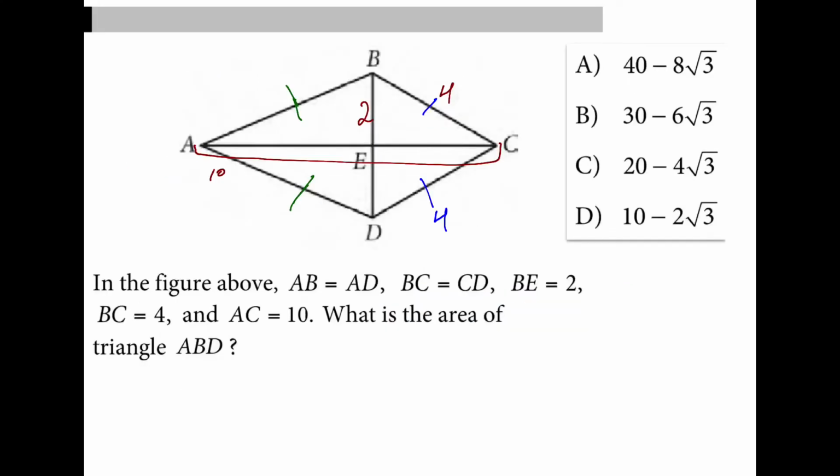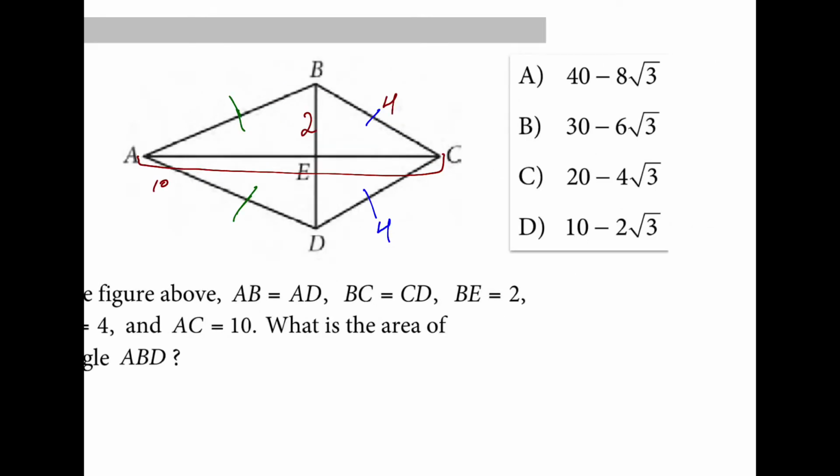So this is everything that's given. AB and AD are the same, BC and CD are the same, and since BC is 4, CD is 4, this entire length AC is 10, and BE is 2. First, I will deal with this triangle here, and I'll use the Pythagorean theorem to figure out this missing side.